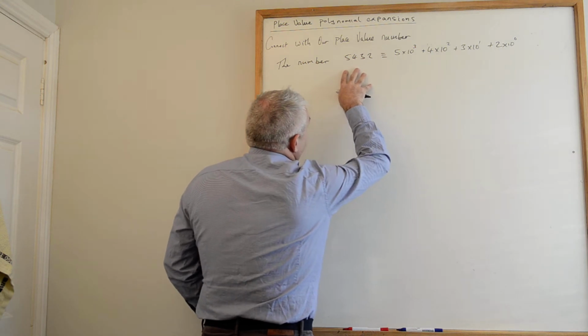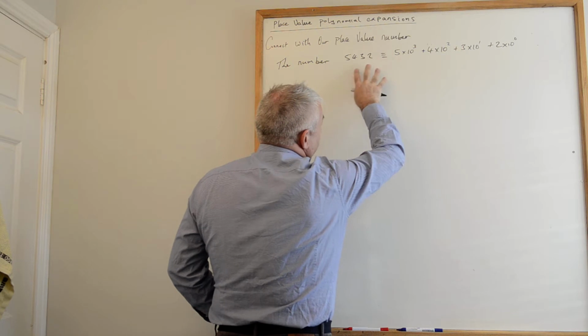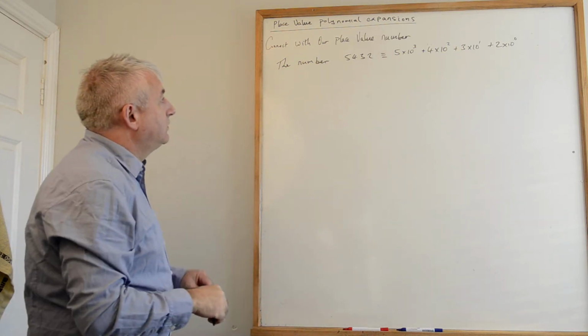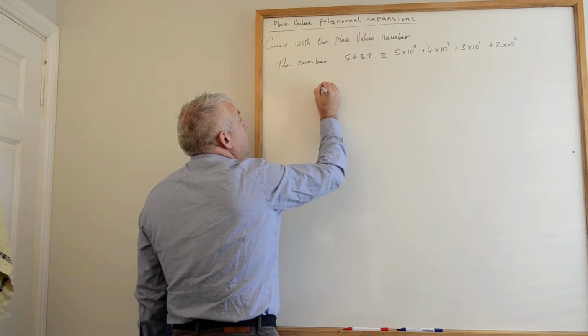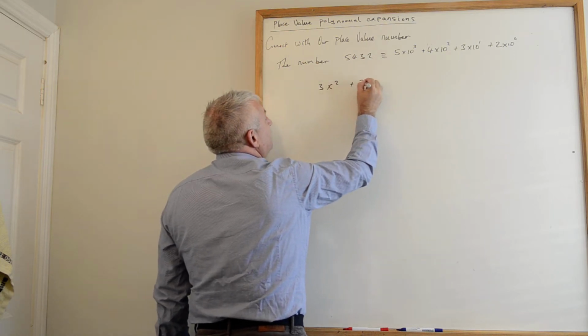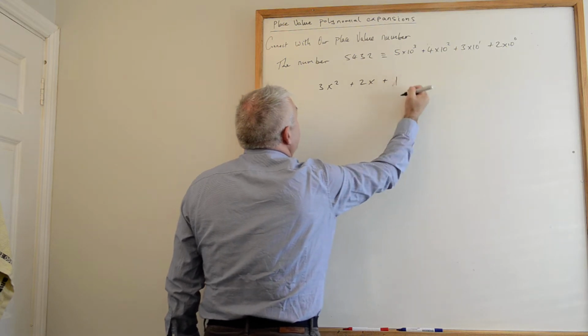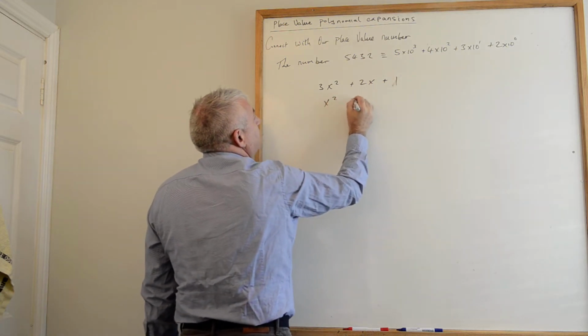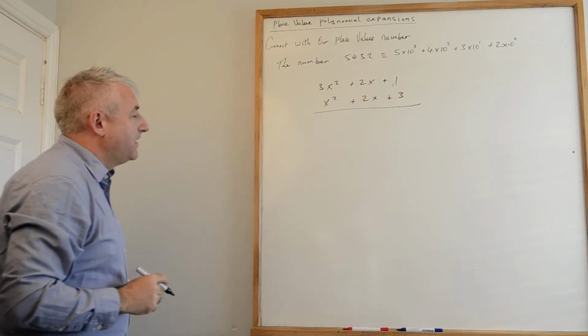Okay, so we all know place value. Our students could possibly understand place value, but we could, if we're giving this particular lesson, bring them back. So what I'm going to introduce is we're going to multiply 3x squared plus 2x plus 1 by x squared plus 2x plus 3.